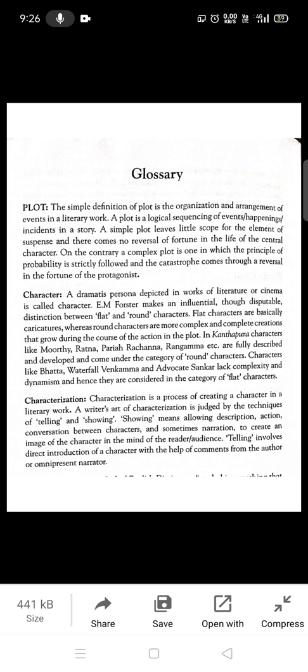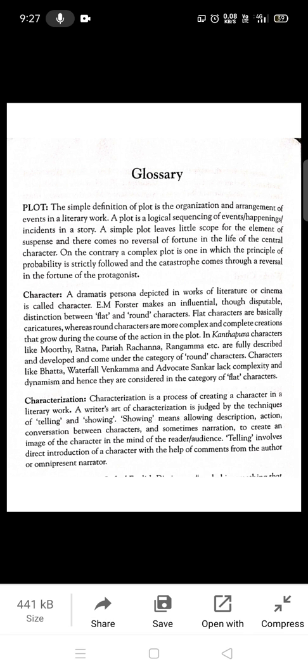So in plot we find that events and incidents are organized or sequenced according to a certain logical way. Not only the chronological way which we find in stories, but a logical sequencing of incidents.